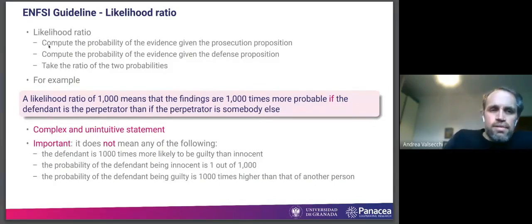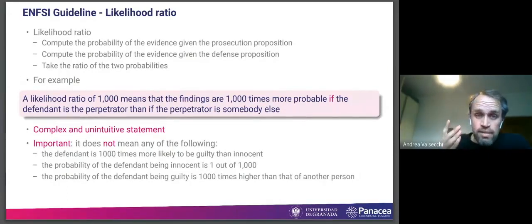So if we write down this statement, for example, we could get that a likelihood ratio of 1,000 means that the findings are 1,000 times more probable if the defendant is the perpetrator than if the perpetrator is somebody else. Now, if you ask me, this statement is not very clear. It's pretty unintuitive and it's complex. So in my mind, I will try to simplify it.